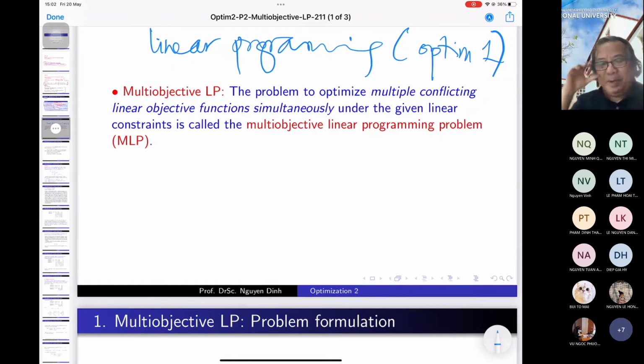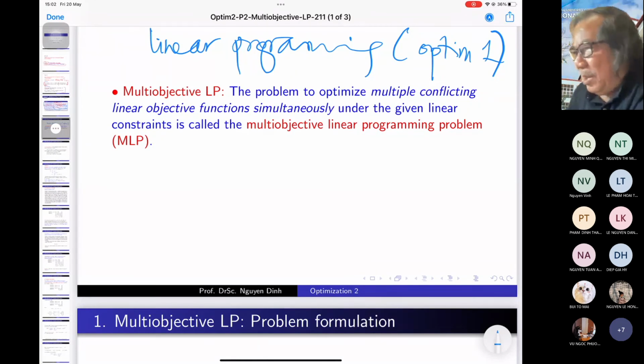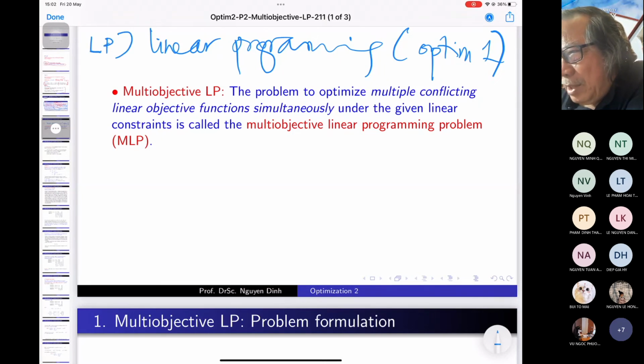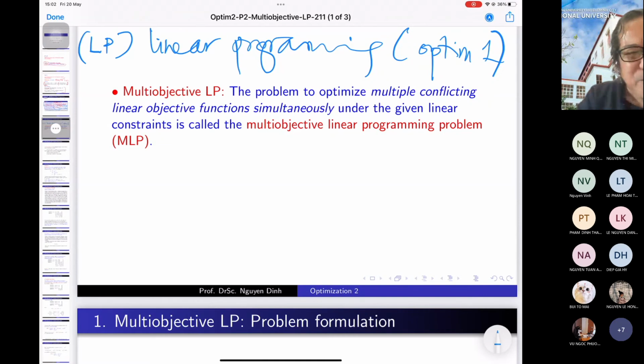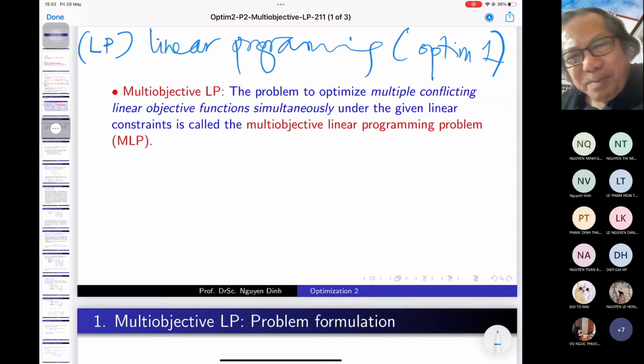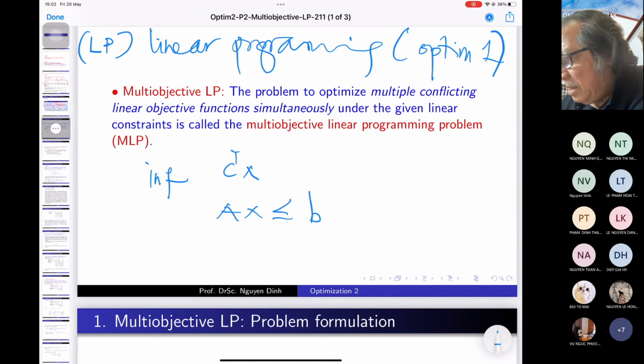So you know about linear programming, is that okay? Linear programming is often written in brief as LP. So in mathematics, when you say LP problem, people know that it's linear programming. And what is linear programming? It is the problem of finding the infimum of c transpose x, so that you have Ax less than or equal to b and x is greater than or equal to 0. This problem is called linear programming.